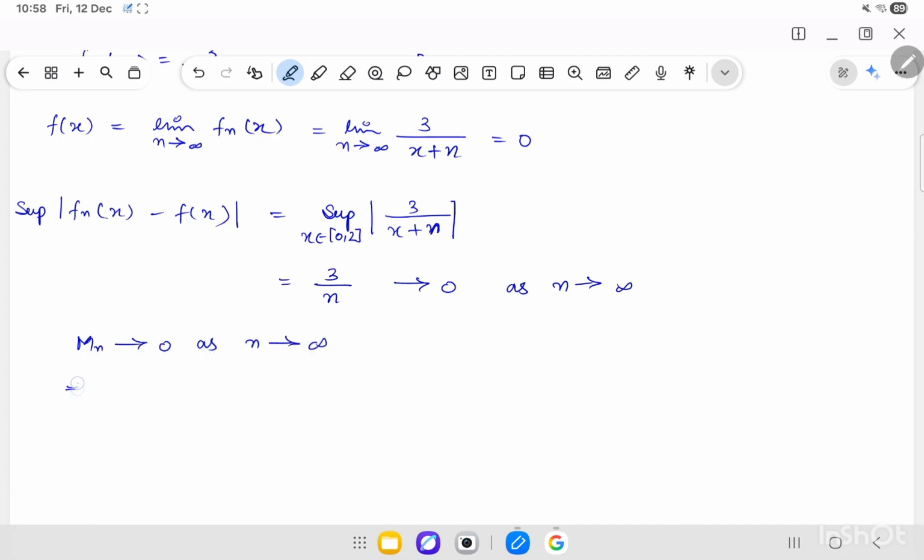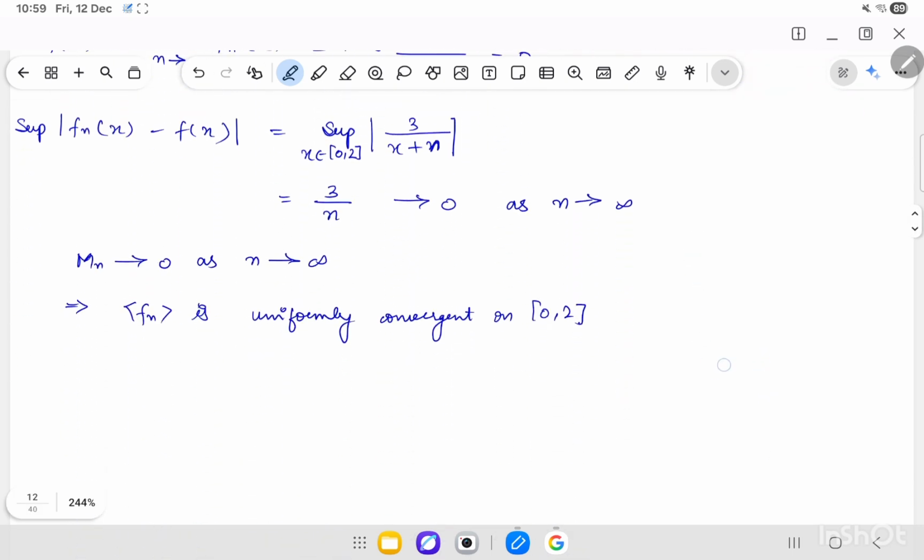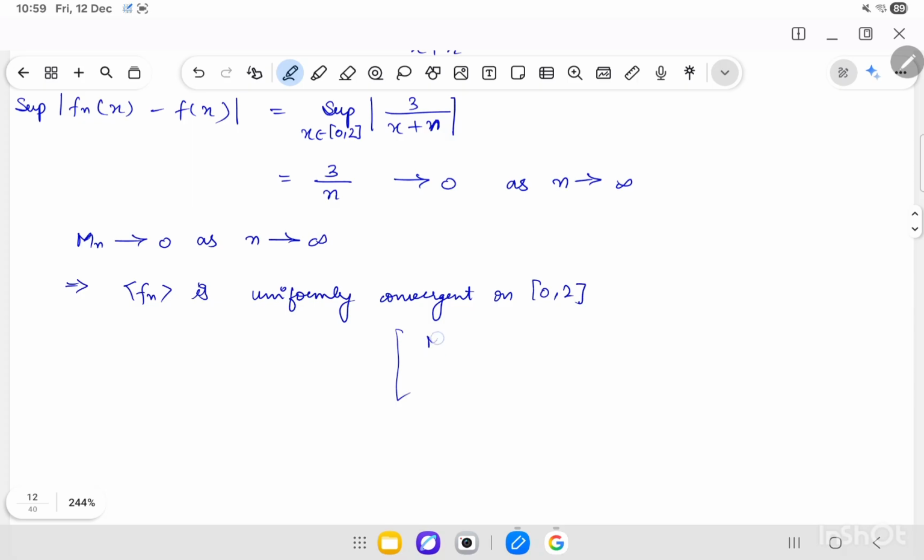So we can say that the f_n sequence is basically uniformly convergent on the closed interval [0, 2]. And here, since we are supposed to explicitly state the reason for the uniform convergence, you can state the result which states that M_n approaches 0 as n approaches infinity if and only if f_n converges to f uniformly, and here f is basically the limit of f_n as n approaches infinity.